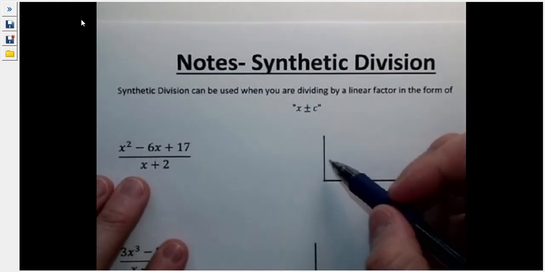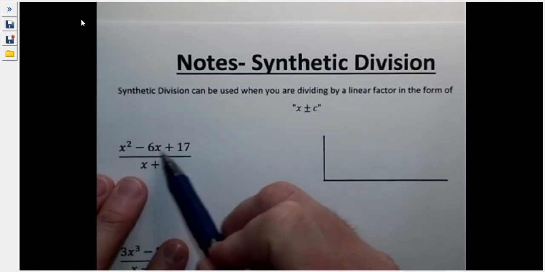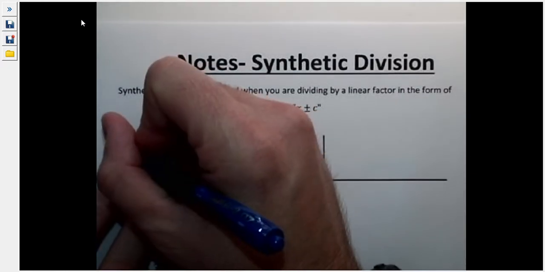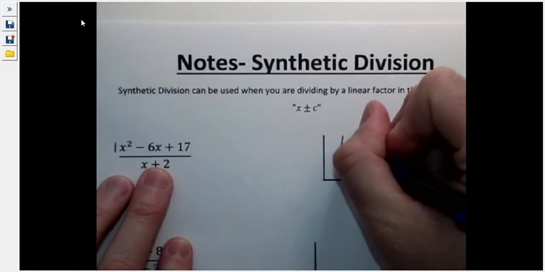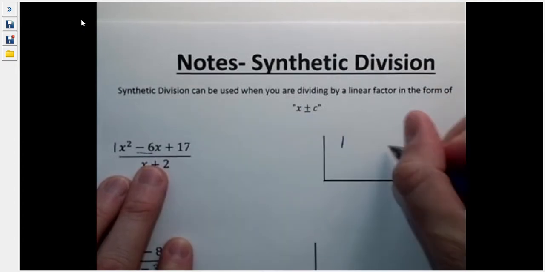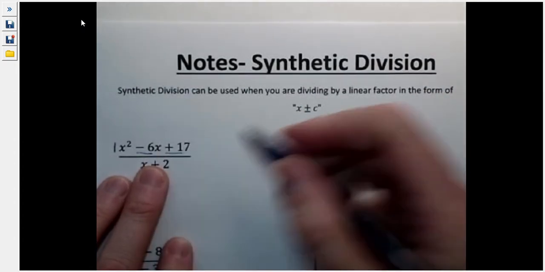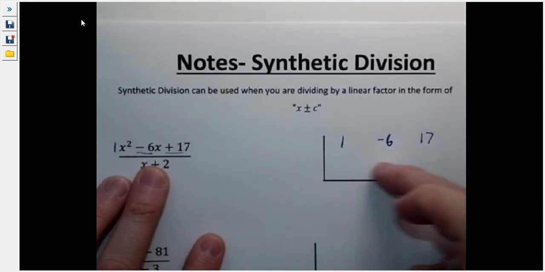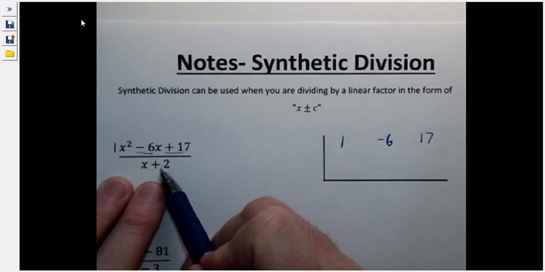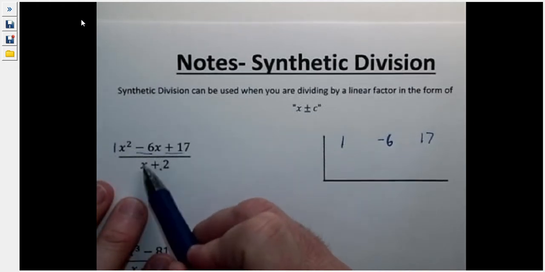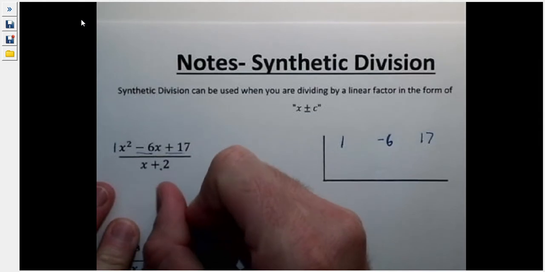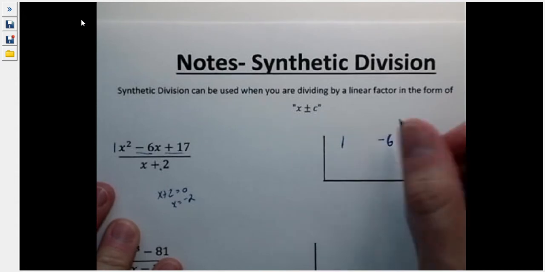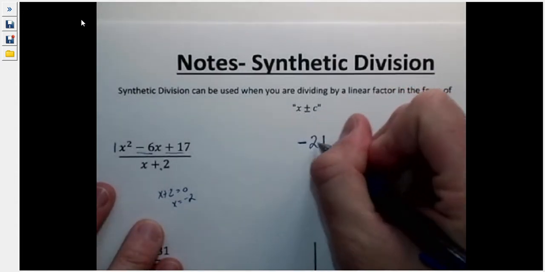Now, the first thing we do is start by writing down the coefficients from our numerator inside. So this is 1, so we put a 1 right here. Then this one is -6, so we put -6. And the last one is +17, so we put 17. Those go inside, and we leave space right here. Then we use the solution: taking x plus 2, setting it equal to 0, and finding that x equals -2. So we're going to put -2 out here.